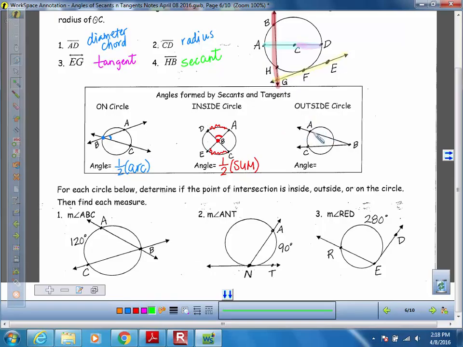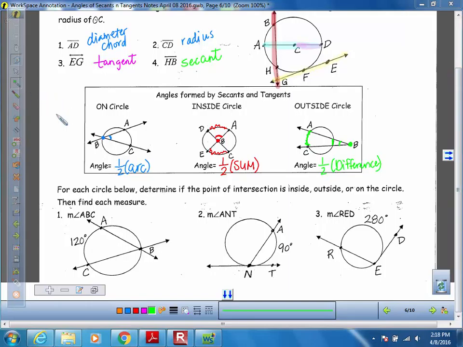The last one you want to know is when we're finding an angle and its vertex is outside the circle. That's going to be 1/2 times the difference of the arcs. And again, you're looking at the two arcs that the angle is facing. So this arc here, which is a little arc, and then this big arc. Okay, so let's look at some examples of these.